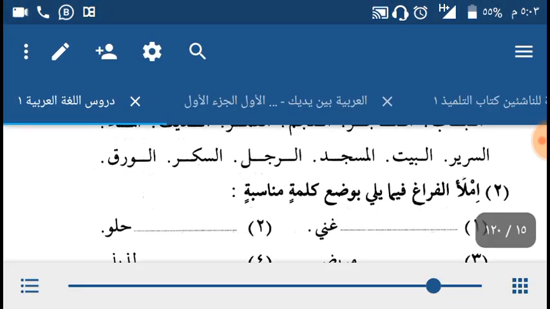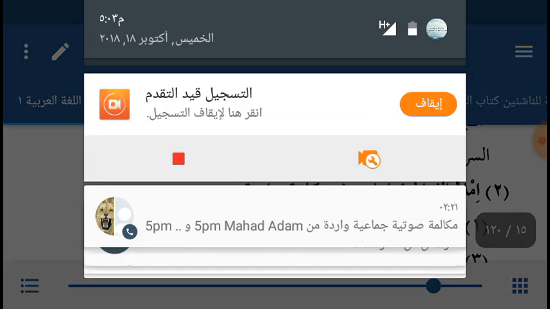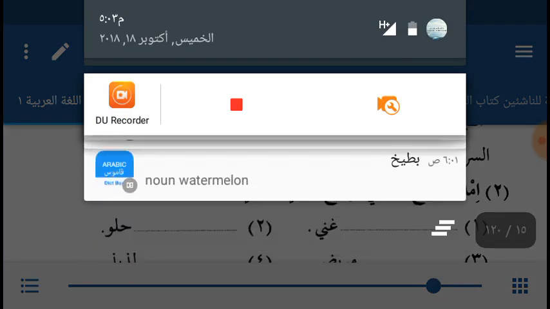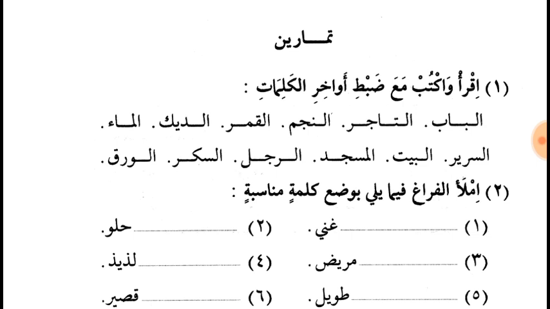Okay. So if you don't understand any word, then feel free to ask me, okay? Then we have the marine exercises. Ikra waqtub ma dabti awakhir kalimati. Read and write with correct ending. So Mr. Adam, read the first line.